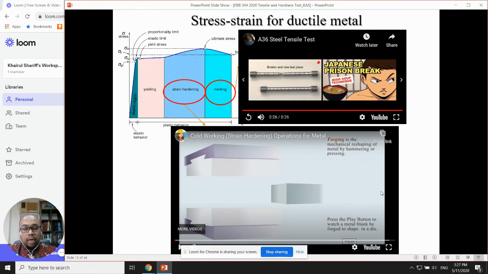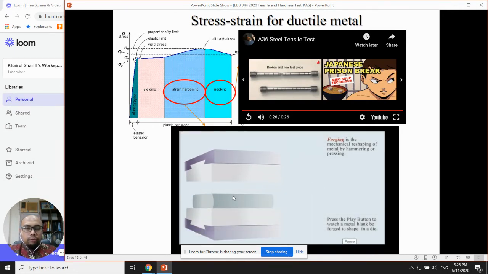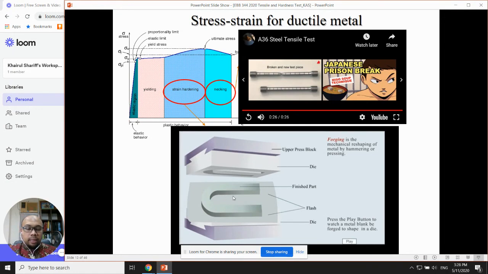Of course you cannot shape that metal in the elastic region, because when you pull the metal, the metal tends to bounce back into the original shape. So therefore you need to have the strain hardening condition in order for you to add additional process to shape or mold the metal. This video shows the strain hardening condition. There are a few methods that we can apply to shape the metal. In this case, you can see the forging. Forging normally is the most popular.